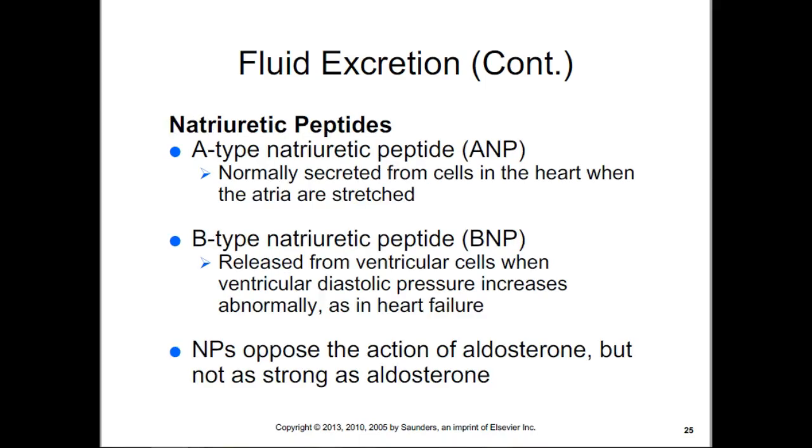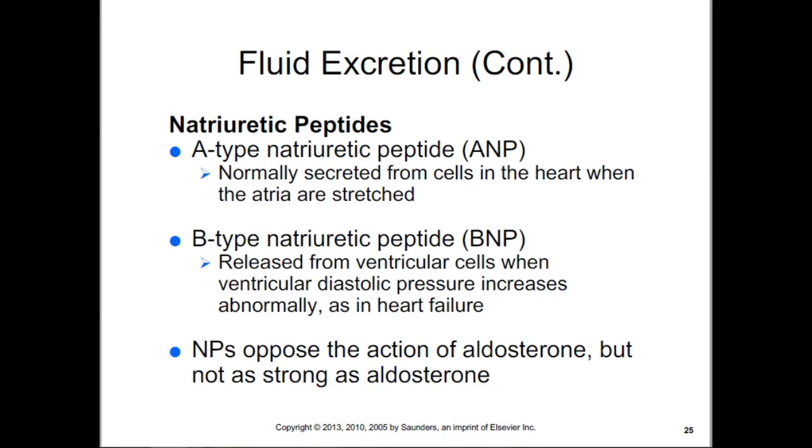Right, so you have two natriuretic peptides. A-type natriuretic peptide is normally released from the heart, and then type B, which used to be called brain natriuretic peptide, is also released from the heart. It is from the ventricular cells. So now we just call it B-type natriuretic peptide, which is released when ventricular diastolic pressure increases abnormally, like in heart failure.